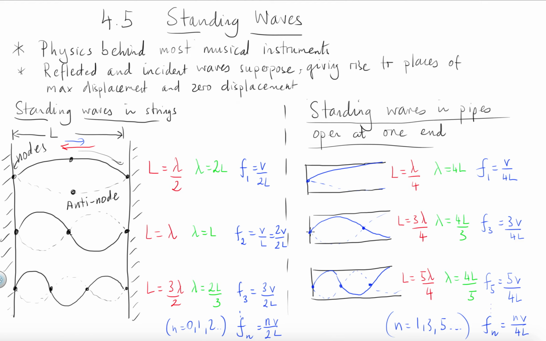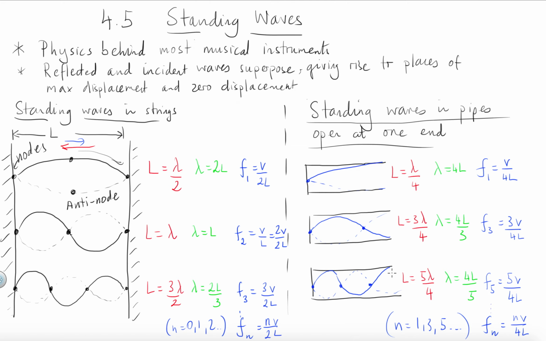However, the next wave we can fit in is when we have a node here, antinode, node, antinode. So we have to have an antinode at the edge, remember, and a node at the boundary. So here the length is 3 lambda over 4, lambda is 4L over 3, therefore f3 is 3v over 4L. This is the first harmonic in this case.